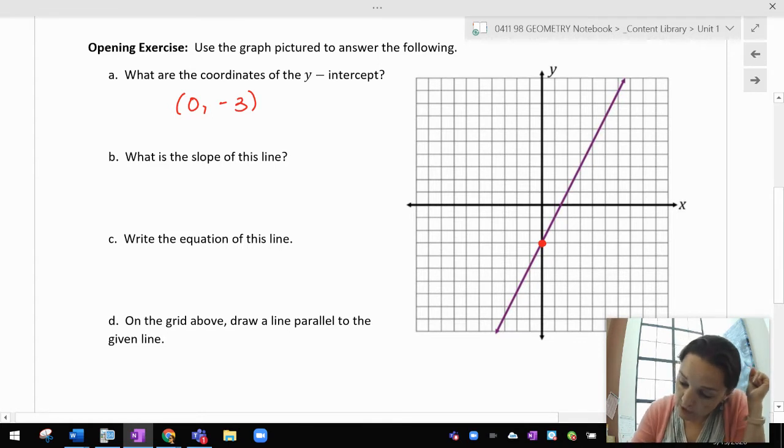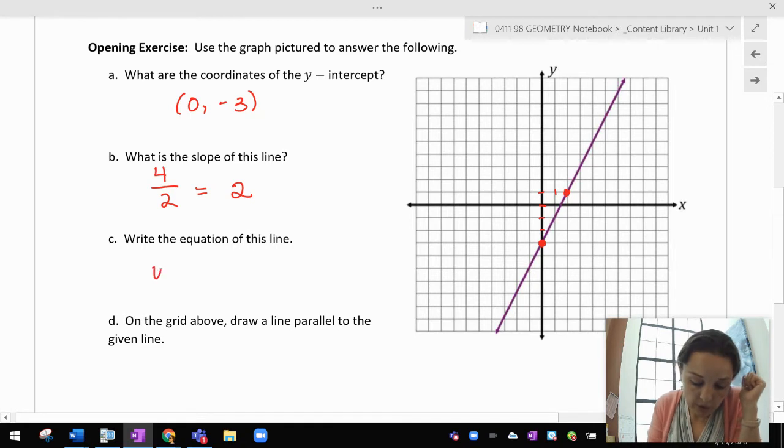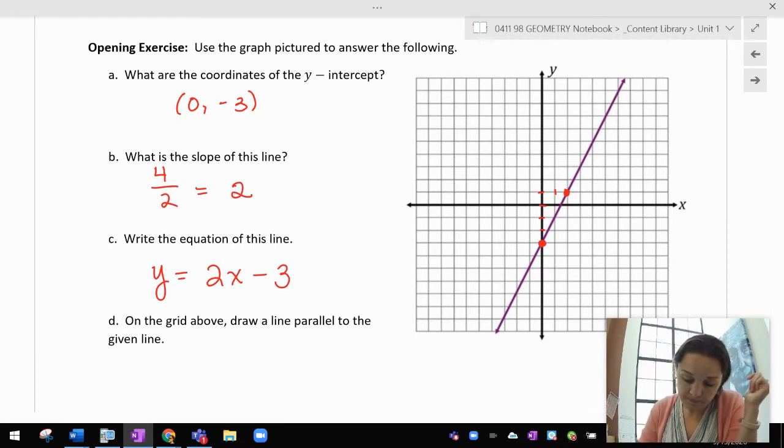What is the slope of the line? I want to connect that y-intercept point to another point that seems like a lattice point, meaning it's right on the corner. It looks like I go up 1, 2, 3, 4, right 2. So my slope is up 4, right 2, which reduces to 2. The slope of the line is 2, which means the equation is y equals 2x minus 3. My slope goes in front of the x, and the y-intercept goes at the end. Ta-da!